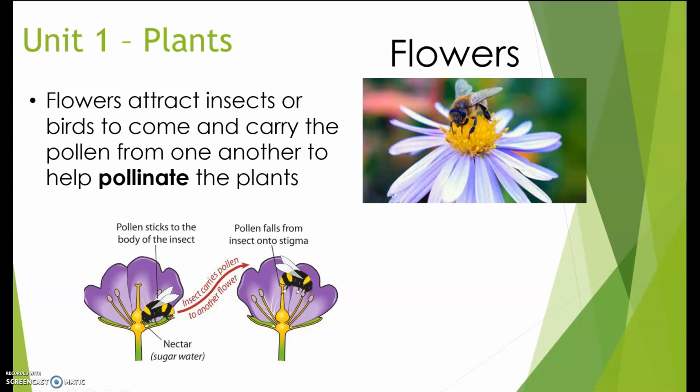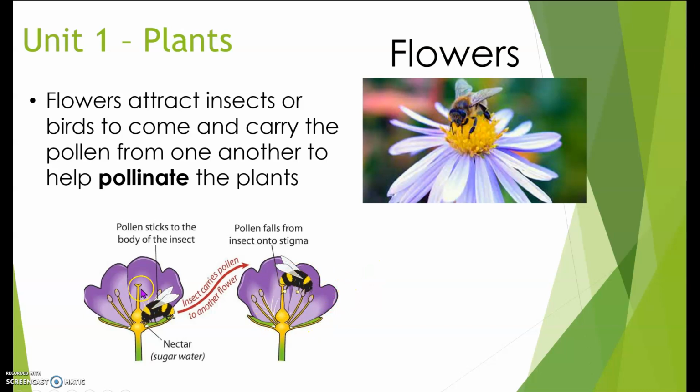Very good. Repeat after me. Pollinate. Very good. So, for example, this flower right here attracts insects or birds to carry this pollen to another flower. They are helping the flowers do the pollination process, which we will talk about more later on. But I will just explain in the picture.